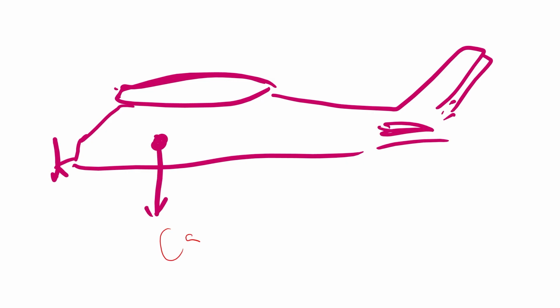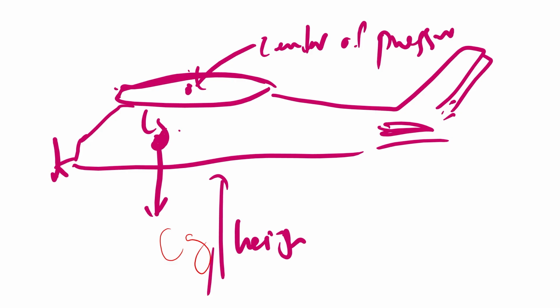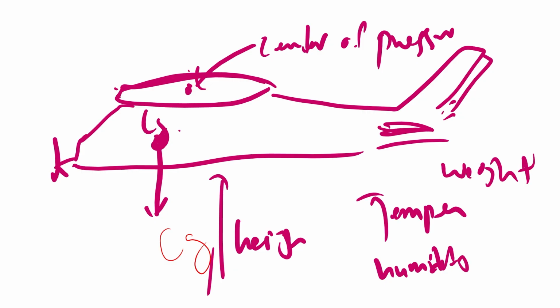This is called the CG. Okay, so the CG plays an important factor, and also the height above the ground plays an important factor. Height, CG, then the center of pressure, which is where the lift acts, and also temperature, humidity, air density, weight, everything affects the performance of the aircraft, right? So these factors are really important when we determine the performance of the aircraft.